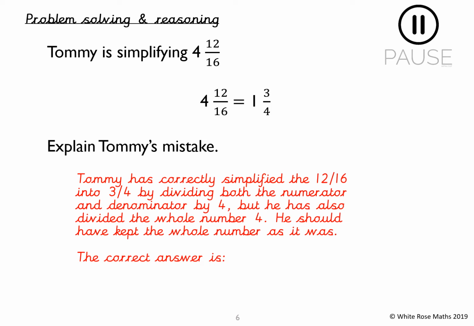So that bit's correct, but then what he's also done is, he's taken his 4 from the 4 whole ones and he's also divided that by 4. And he should have kept it as a whole number. So for example, if you've got 4 whole cakes and 12 sixteenths and you simplify it, you don't suddenly just end up with 1 whole cake, you've still got 4 whole cakes. But that 12 sixteenths is just equivalent to 3 quarters. So his answer should have been, he's still got 4 whole ones and it's 3 quarters.